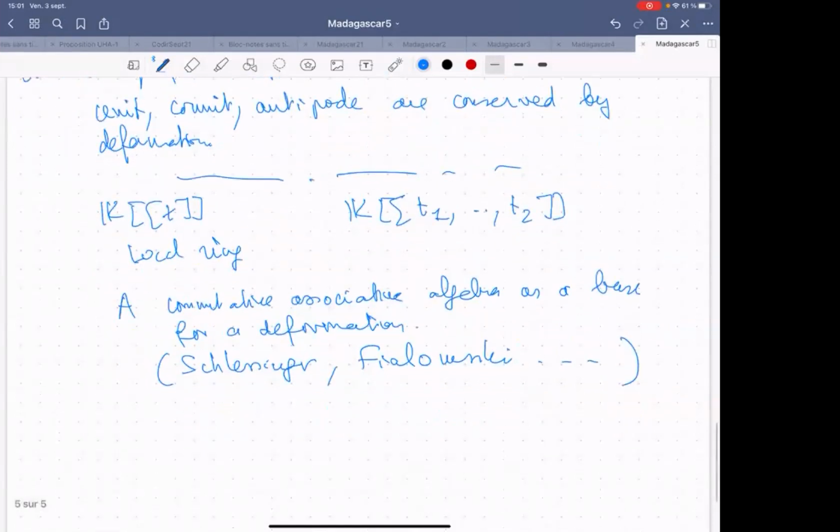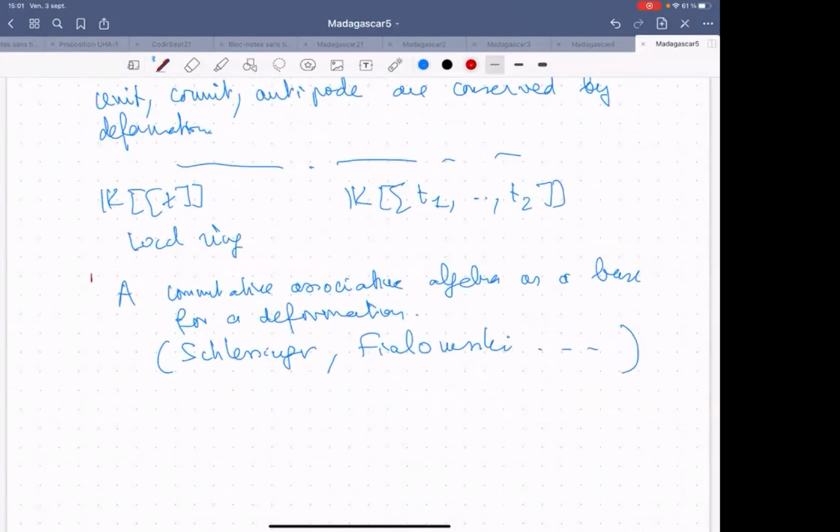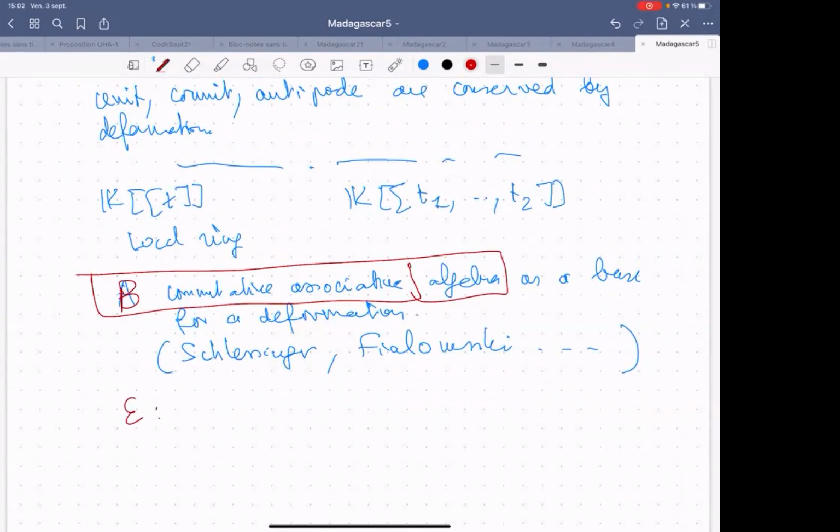We call this global deformation. If you use a commutative associative algebra, let's call it B, what you need here is an augmentation, where the kernel of this augmentation M is the maximal ideal of B.